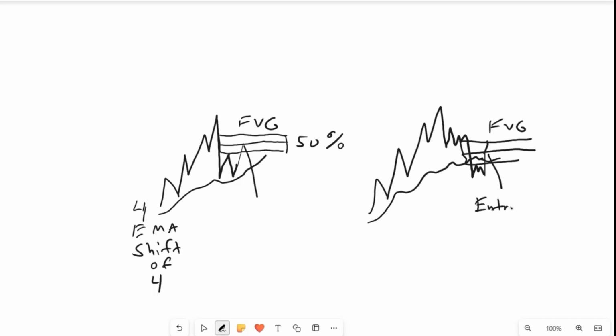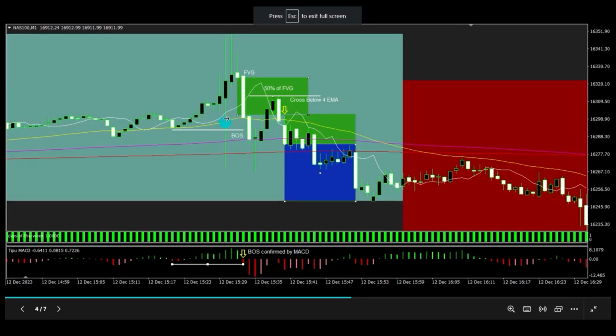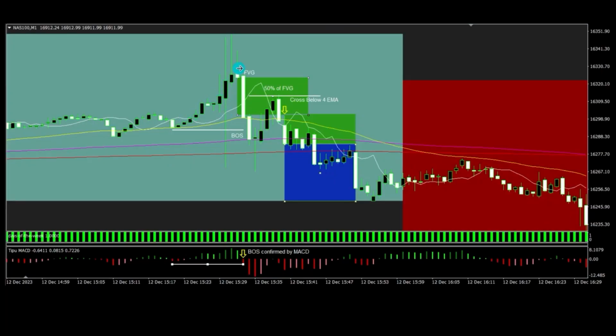Let's look at the charts. So here we see price has gone up and then drops below a swing low. That is your break of structure. Price moves back into this fair value gap and it hits the 50% level. Then it crosses below the 4 EMA. That is where you enter. Price continues to the downside and gives you a nice 2-to-1 trade.